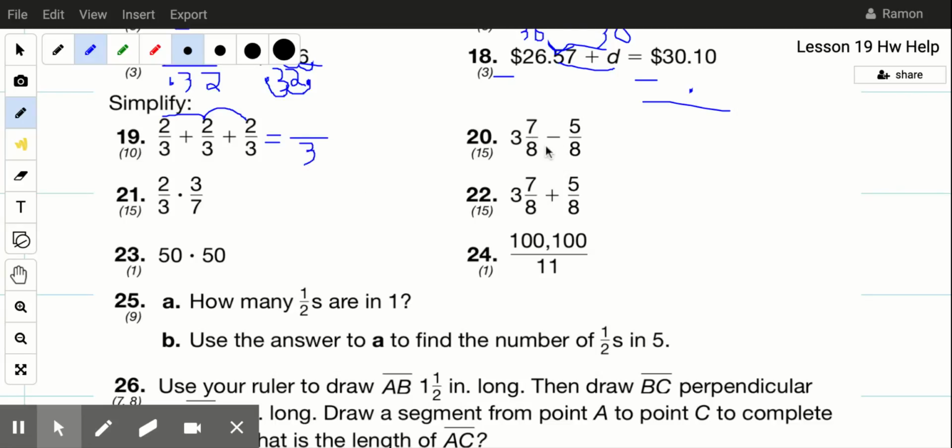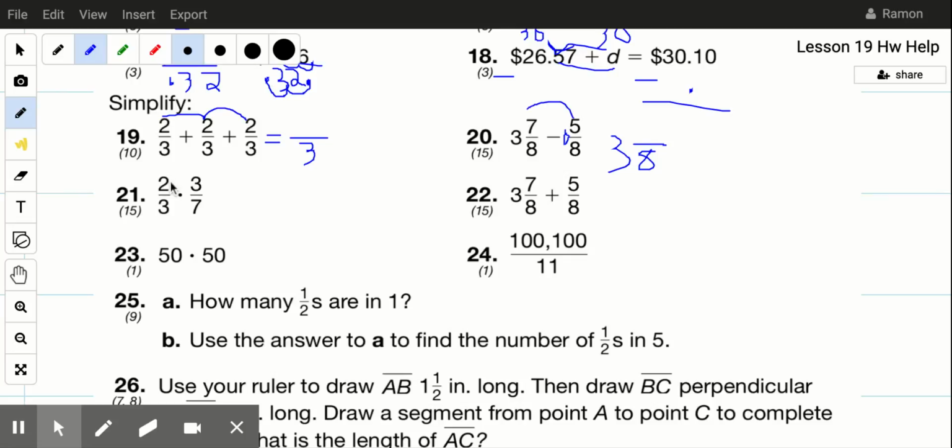For 20, same deal. We're going to subtract the whole number, so 3 minus 0 is still 3. Then we're going to subtract 7/8 and 5/8. We only operate on the numerators. The denominator will stay the same, and then you simplify it if you can.